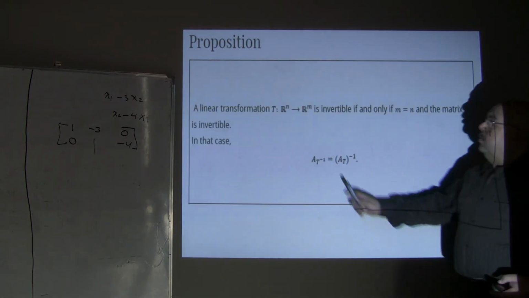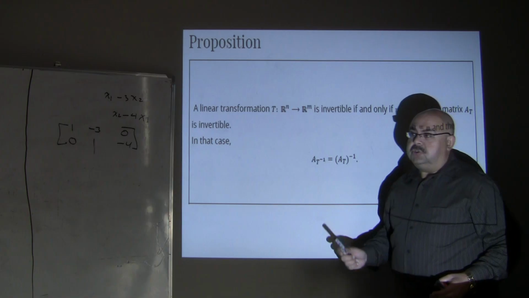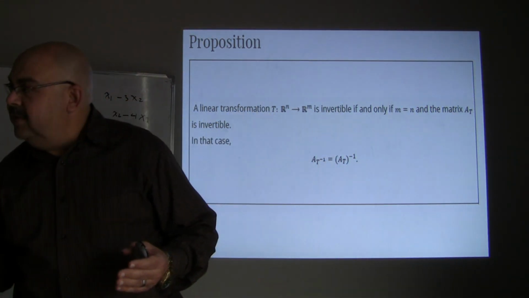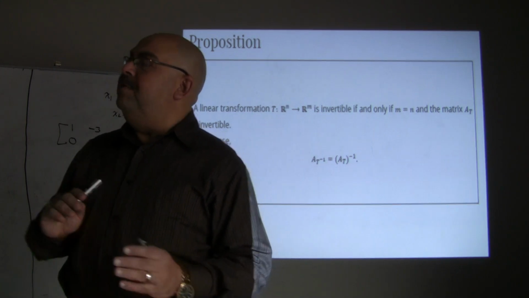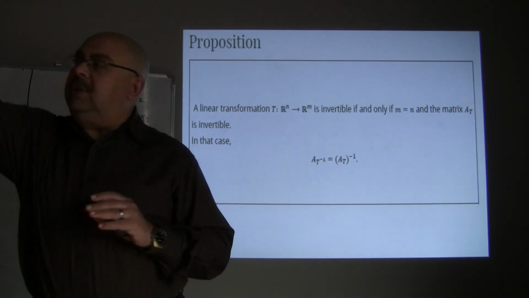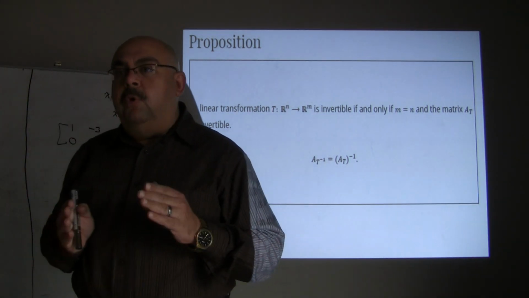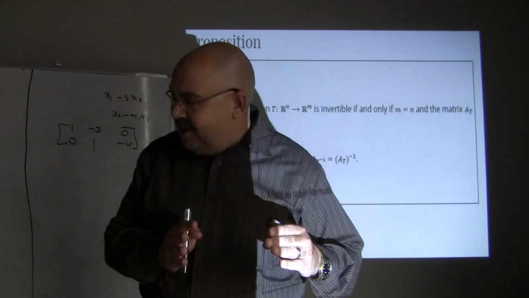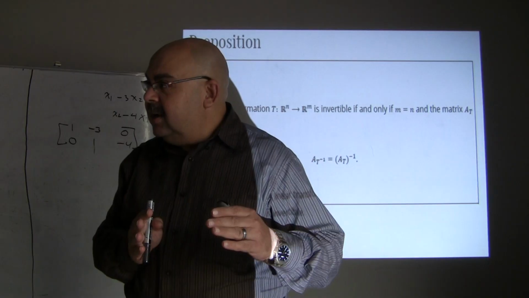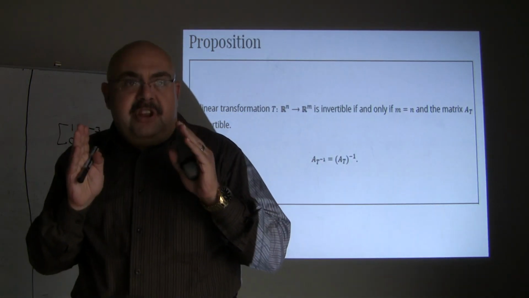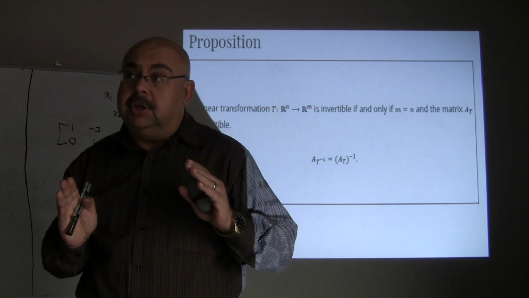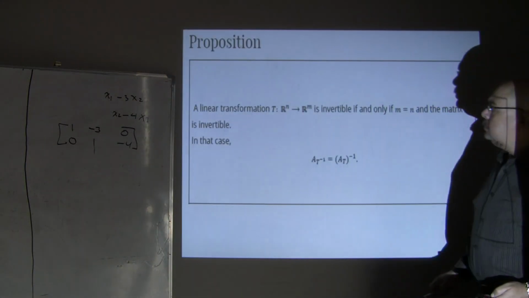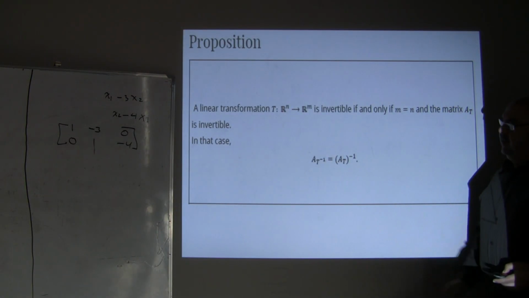Proposition. If I want to get an inversion for a linear transform, not all linear transforms are invertible. There is a condition in order to invert a linear transform. What's the condition? You should be moving between the same dimensions. So I'm moving R^n into R^n. You understand what I'm saying? Okay, that's a very strong condition, which means that you can find the inverse of your matrix.